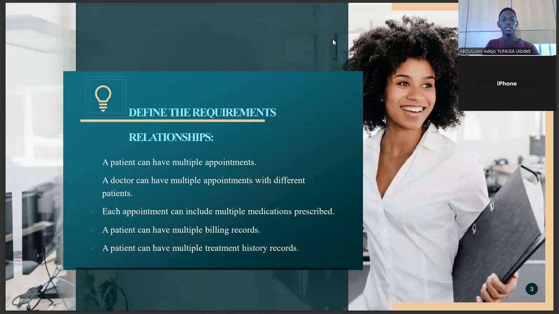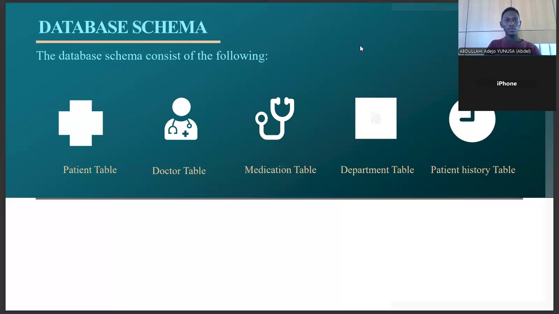Define the requirements, relationships. A patient can have multiple appointments. A doctor can have multiple appointments with different patients. Each appointment can include multiple medications prescribed. A patient can have multiple billing records. A patient can have multiple treatment history records.